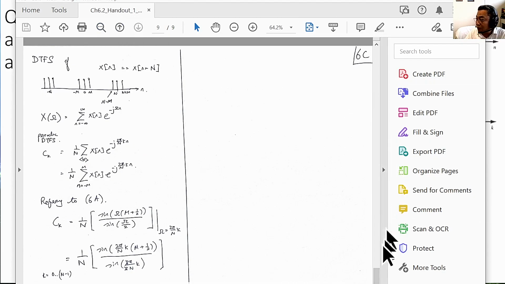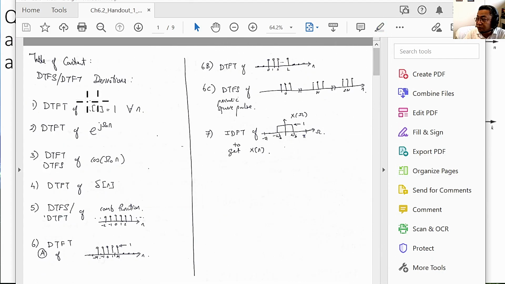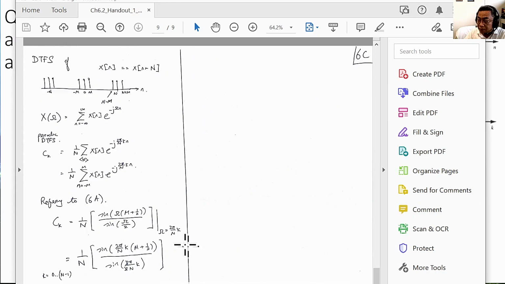So now let's go to the handout and see. Remember, in the handout I've given you the DTFT of all these functions. You need to look at 6A first, which is the DTFT of an aperiodic pulse, and then you can look at the DTFS of this periodic pulse. At the end, this is the equation, but again, please be very careful. This pulse is centered at time 0, and this is the answer.